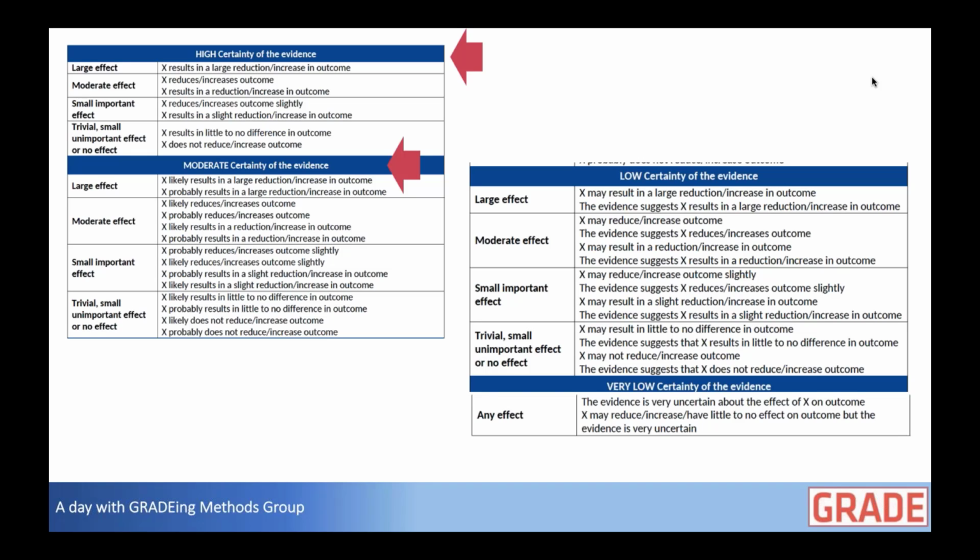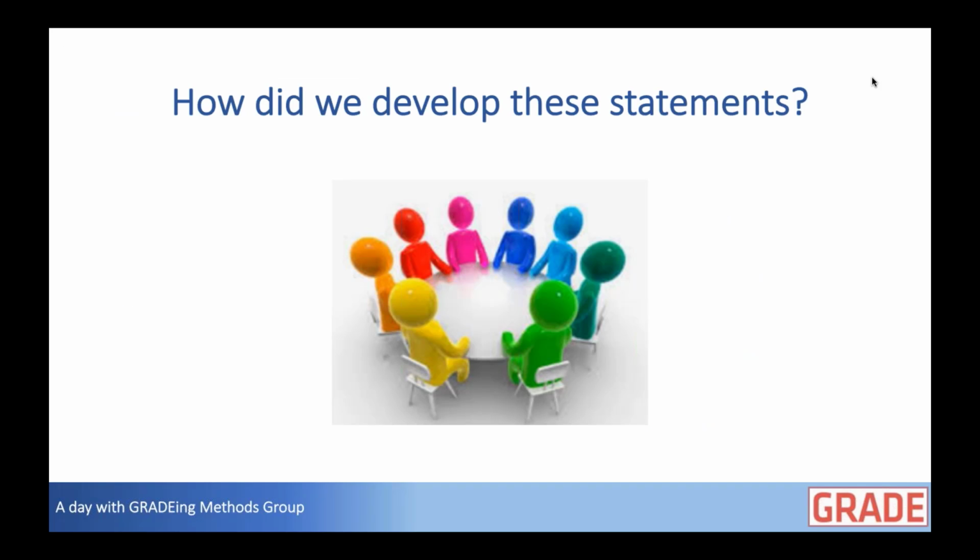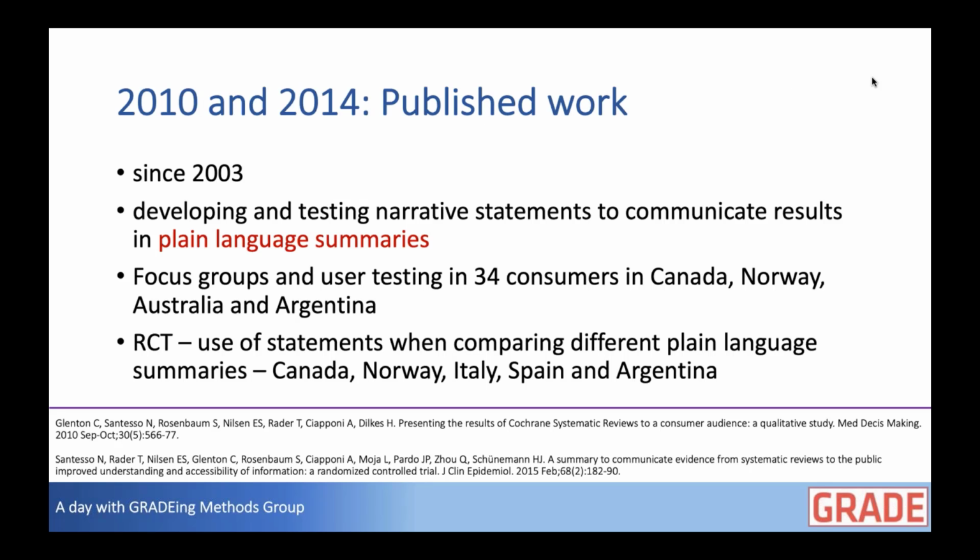But I first wanted to mention that, it's broken up. So you think about how certain you are in the evidence, moderate certainty, low certainty, and very low certainty. And then again, you're thinking about the size of the effect. So just a tiny bit of background about how we developed these statements. It really began quite a while ago, even back in 2003. There were groups that were working on different ways of communicating the evidence. In particular, Claire Glenton and her group in Norway. We were working on it with the musculoskeletal group as well.